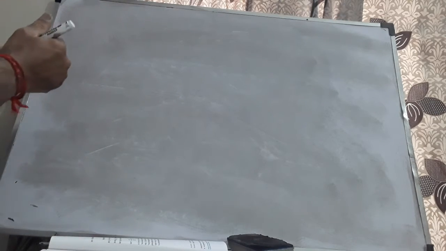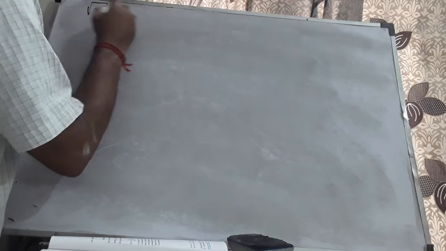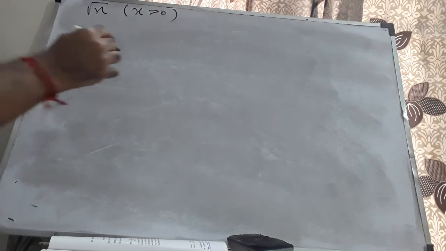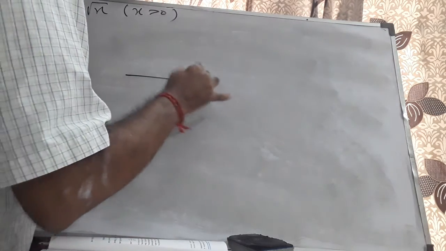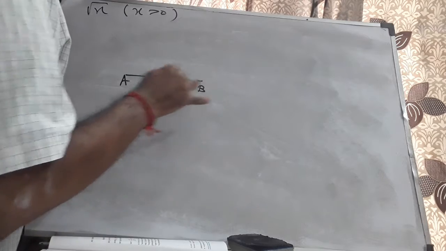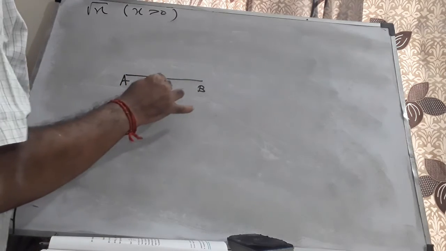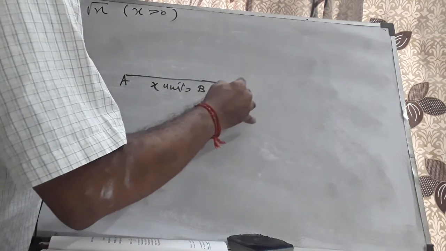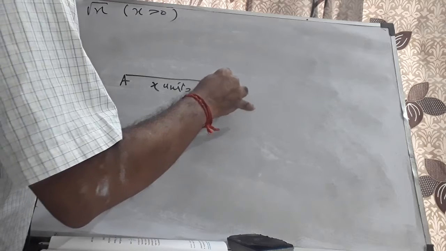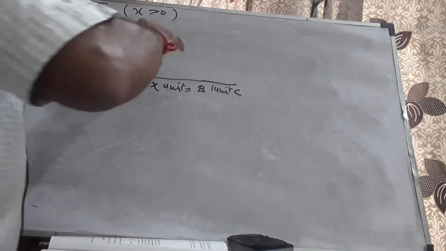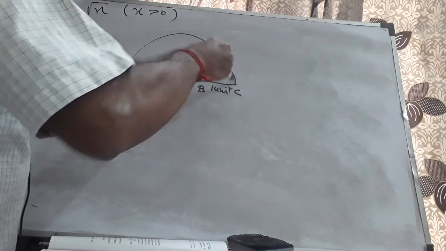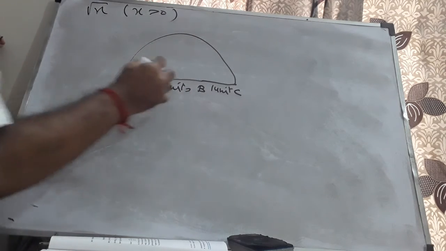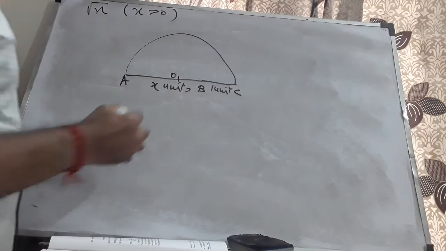Now how to represent root x geometrically? Just see, root x, where x is greater than 0. Root of a negative number, of course you don't know. Just listen carefully. What I will do here is a simple application. I'll draw a segment AB of length x units. I'll extend AB to C so that BC is equal to 1 unit. I'll draw the semicircle with AC as diameter. I'll mark the midpoint as O, let us say.